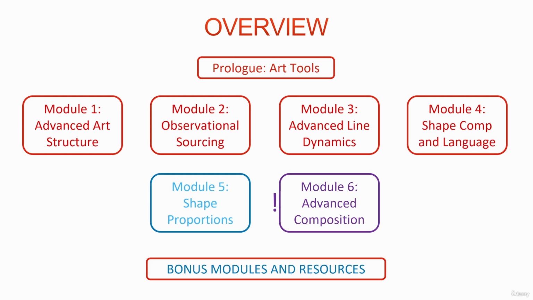Then we have the core of the course, modules 1 through 6. Modules 5 and 6 will be added to the course within the first 2 to 3 weeks of the course's release. If you've just signed up to the course, you won't see them yet. But if you are taking the course later down the line, maybe you bought the course and you're taking it several weeks later, these modules are probably already included in the course.